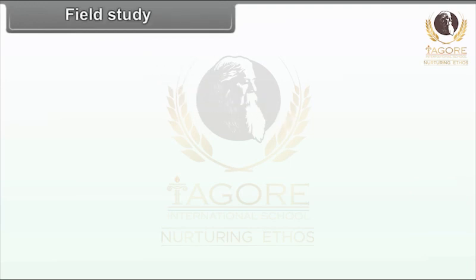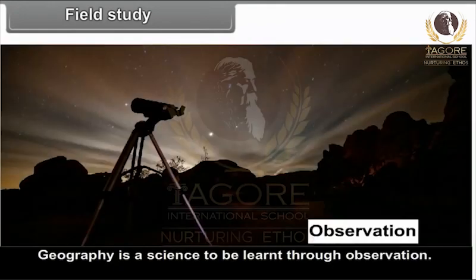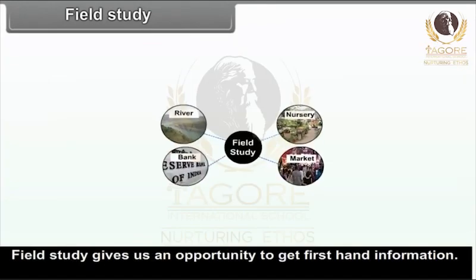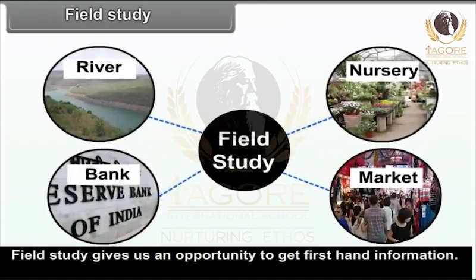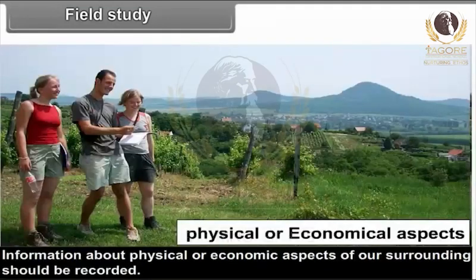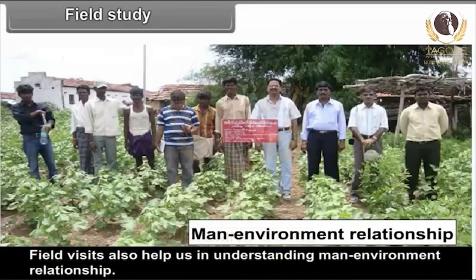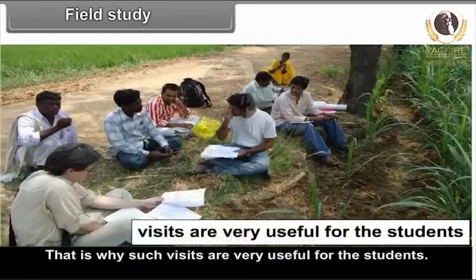(9.3) Field study. Geography is a science to be learnt through observation. Field study gives us an opportunity to get first-hand information. Information about physical or economic aspects of our surroundings should be recorded. Field visits also help us in understanding man-environment relationship. That is why such visits are very useful for the students.